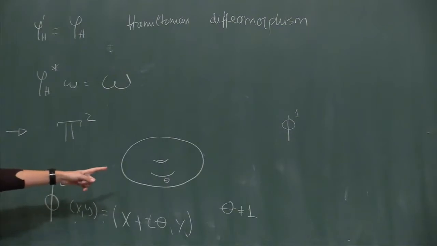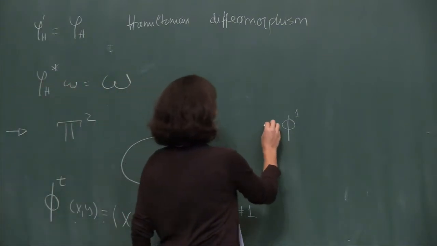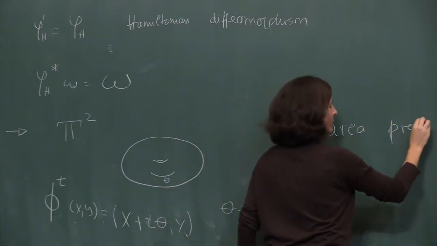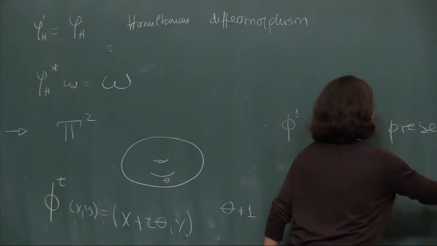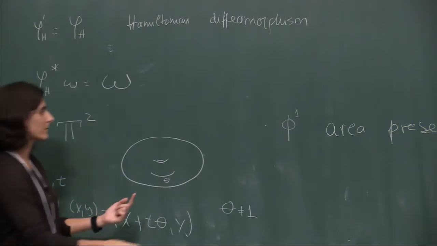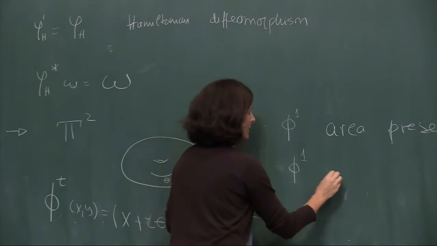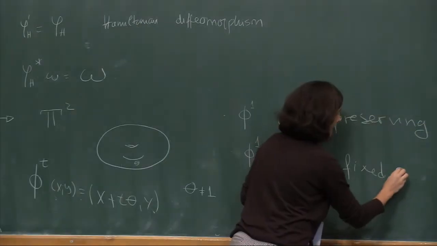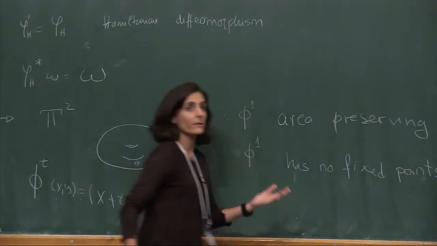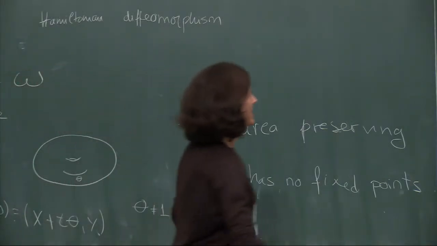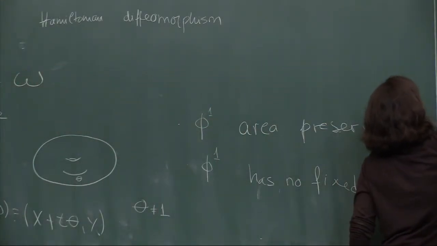So phi 1 is area preserving, so this is a symplectomorphism. So this is area preserving. And it has no fixed points. So phi 1 has no fixed points. And if you want, the Arnold conjecture tells me that every Hamiltonian diffeomorphism must have fixed points. So let me recall here.